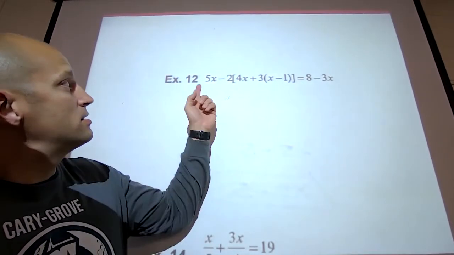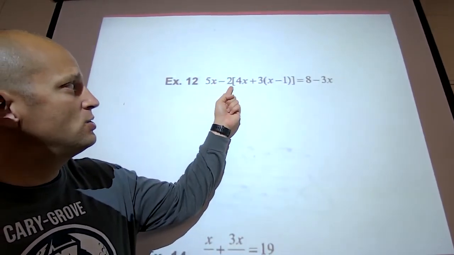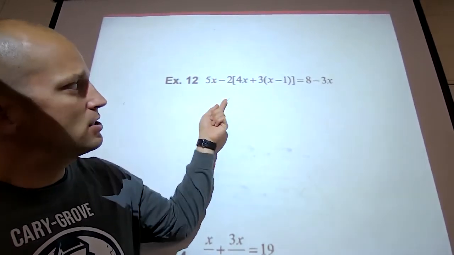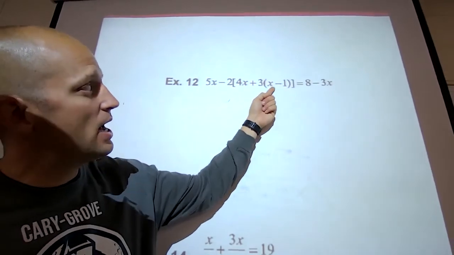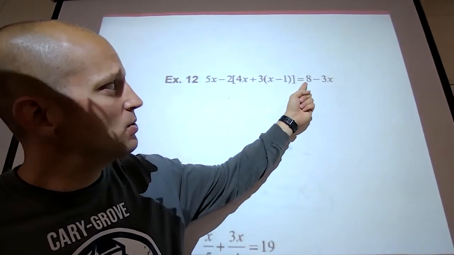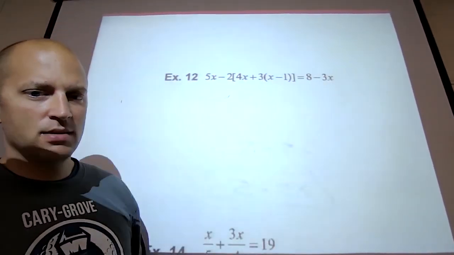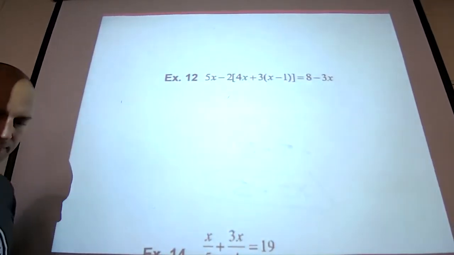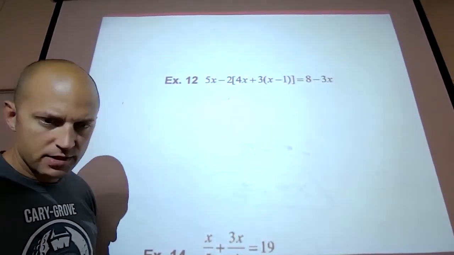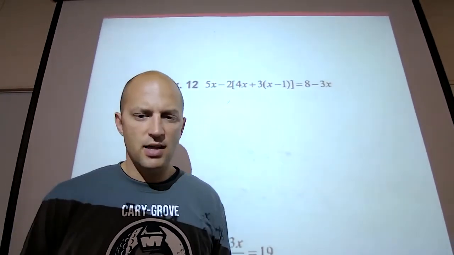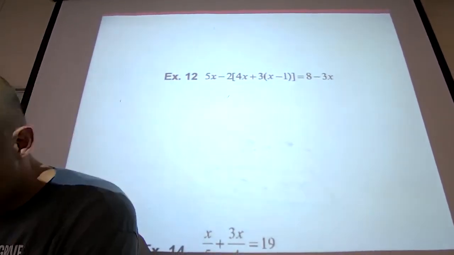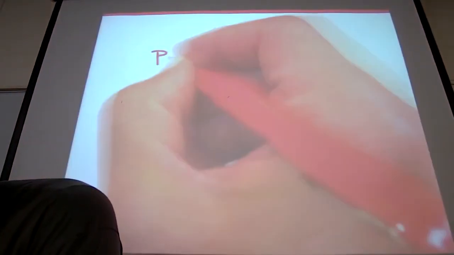This is 5x minus 2 times the quantity 4x plus 3 times the quantity x minus 1 equals 8 minus 3x. You're like, holy cow. Now, this is the perfect time to talk about our Dear Aunt Sally rules. You guys remember our Dear Aunt Sally?